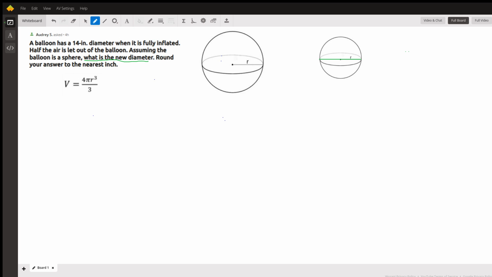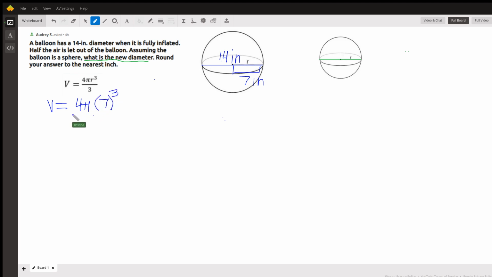Let's start with what we know. What do I know about this first balloon? I know that its diameter is 14 inches. You may say, how does that help me? There's nothing in this formula that talks about diameter. Well, if you recall, the radius is always half of the diameter, which is 7 inches. So we can use that in our formula to solve for the volume of this balloon.